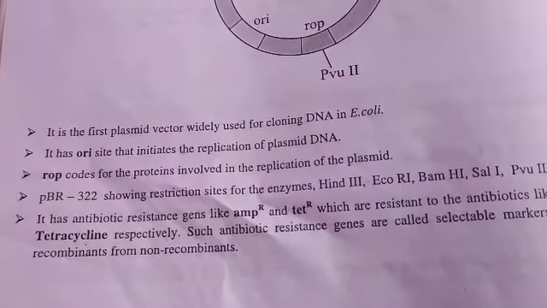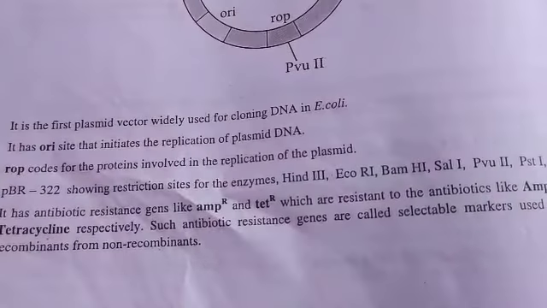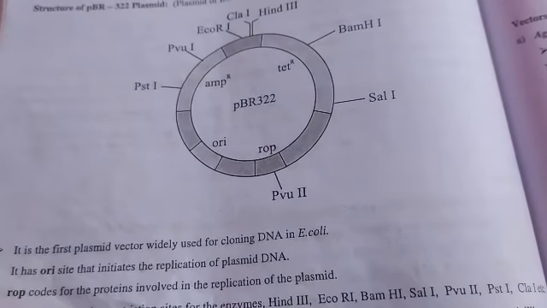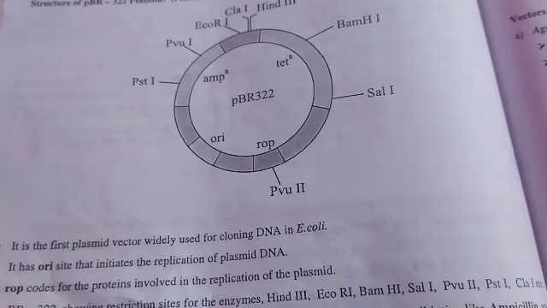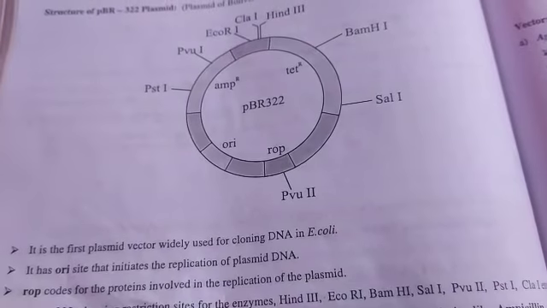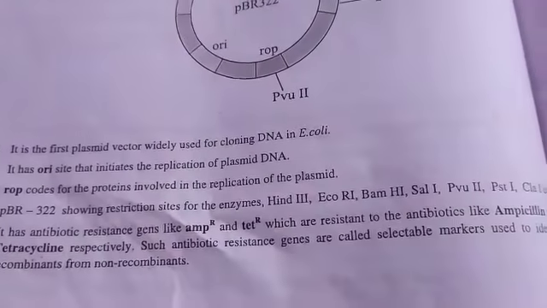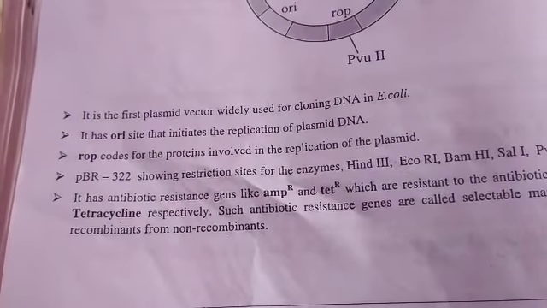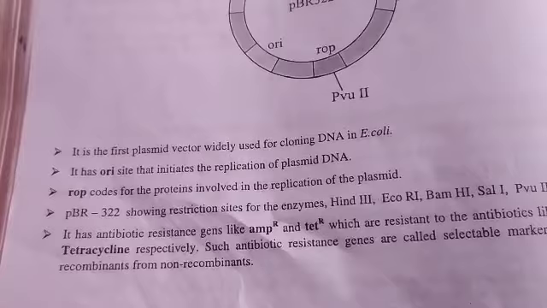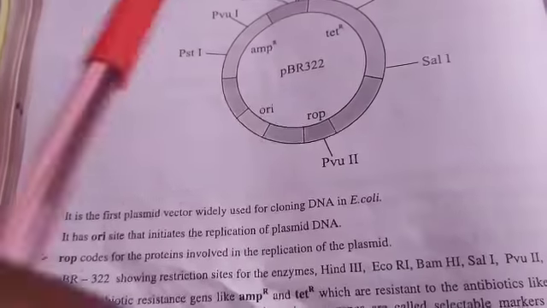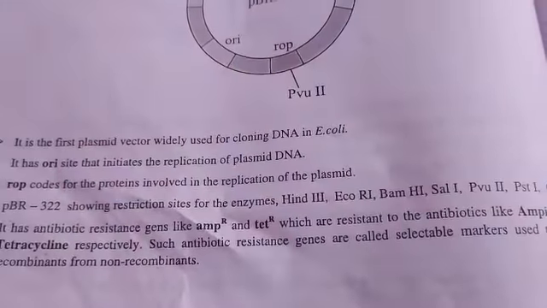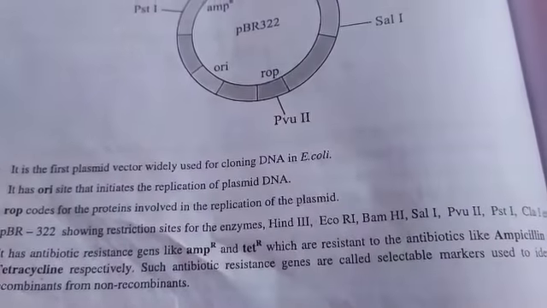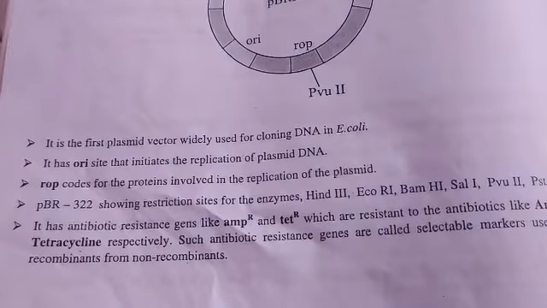Here pBR322 shows restriction sites for the enzymes. These are the restriction enzyme sites: BamHI, SalI, HindIII, EcoRI. These are all restriction enzyme sites. It also contains antibiotic resistance genes, that is AmpR and TetR, which are resistant to antibiotics like ampicillin and tetracycline respectively.